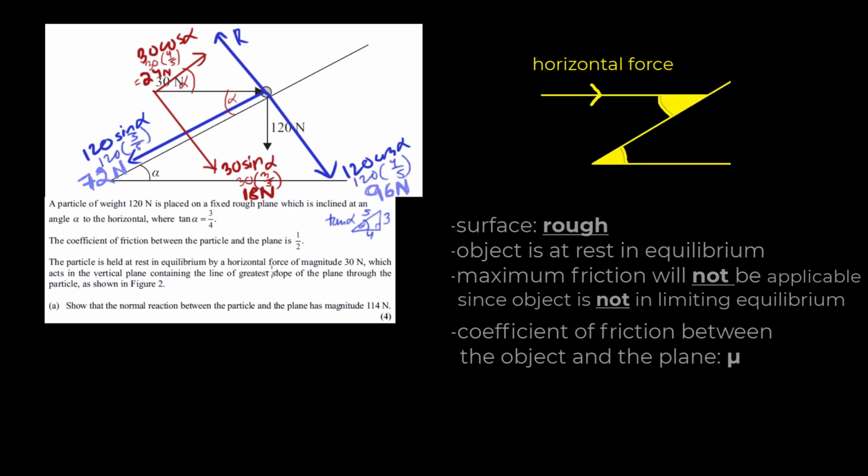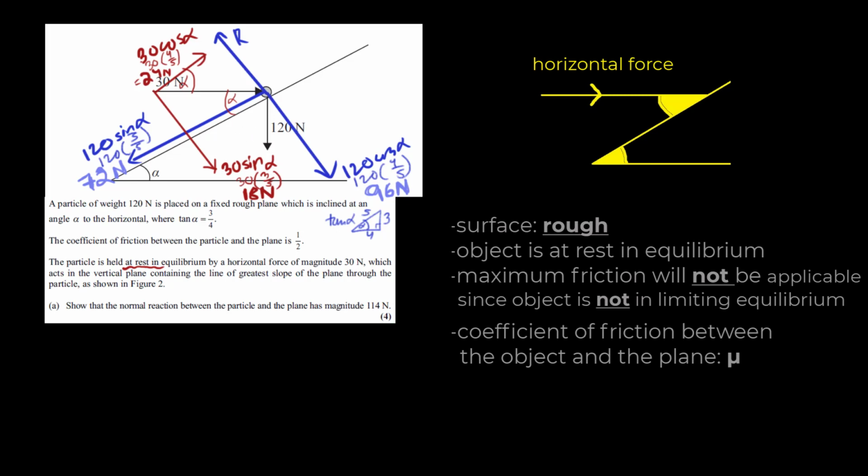Now we don't know whether it is about to go up or about to go down. It says the particle is held at rest in equilibrium by a horizontal force of this. Held at rest, so that means this friction is not working here because there is no limiting equilibrium. They did not mention anything about it being about to go up or about to go down. So we can ignore this altogether.